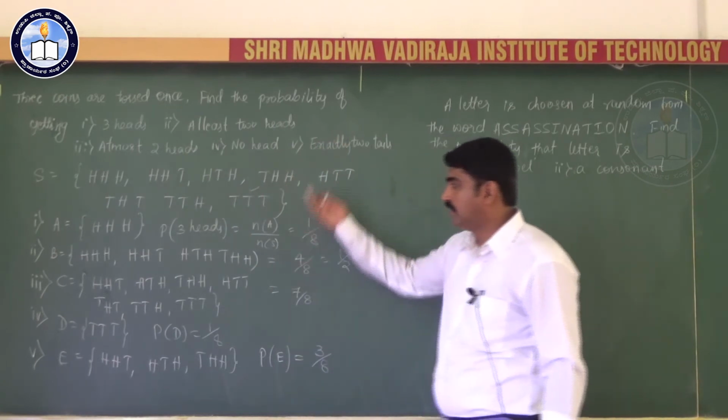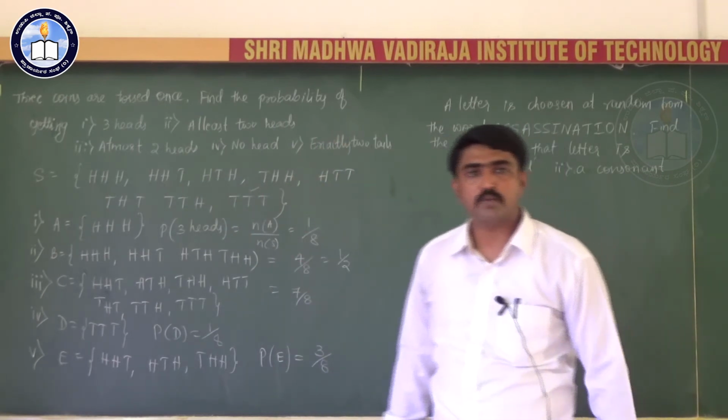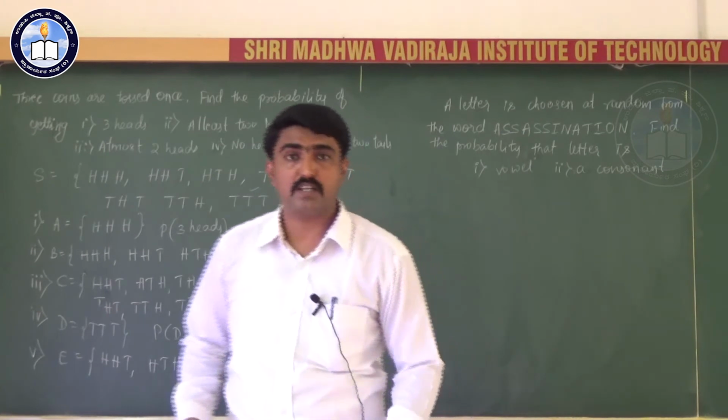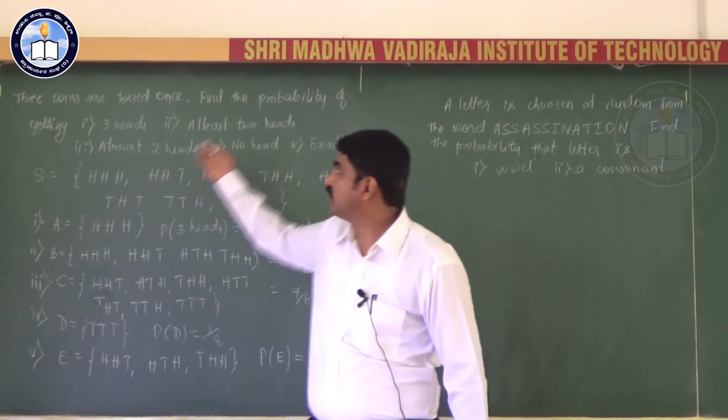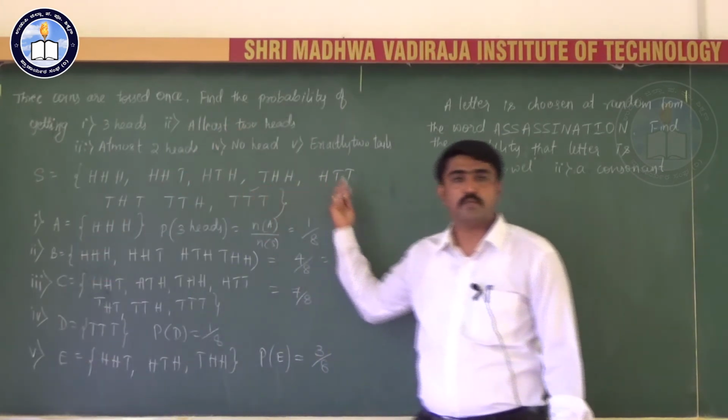So if you know the number of outcomes of that event and the outcomes of the sample space, we can find out the probability of this.